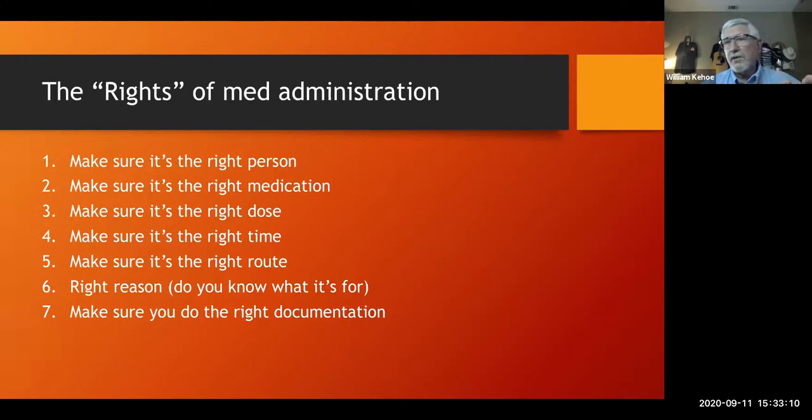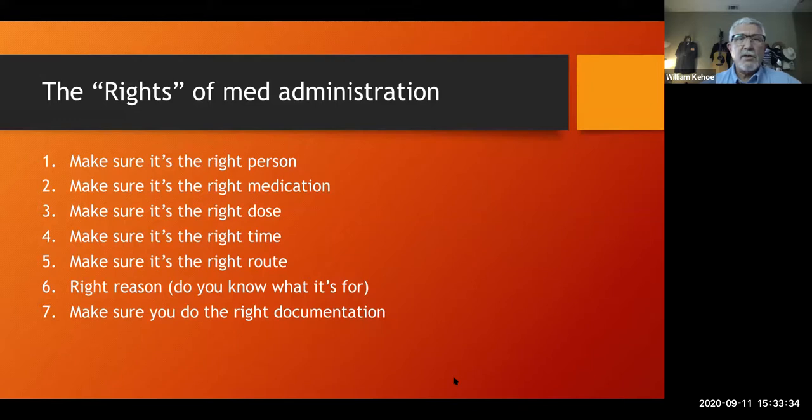Basically, it's to protect the consumer from us making a mistake on the consumer's medication. So is it the right person? Is it the right medication, the right dose, the right time, the right route of administration, the right reason, and make sure that you do the right documentation.